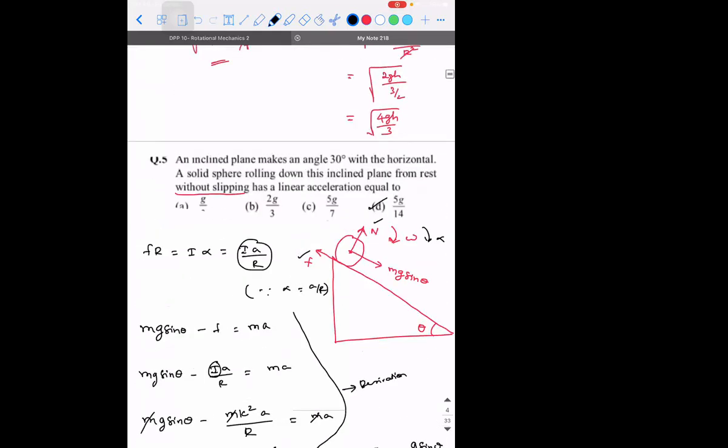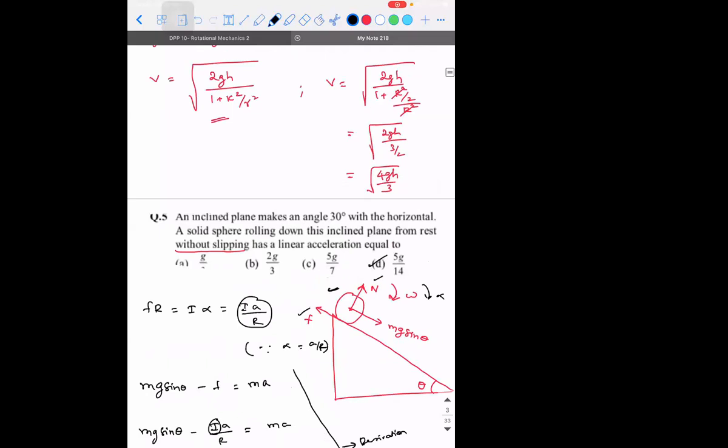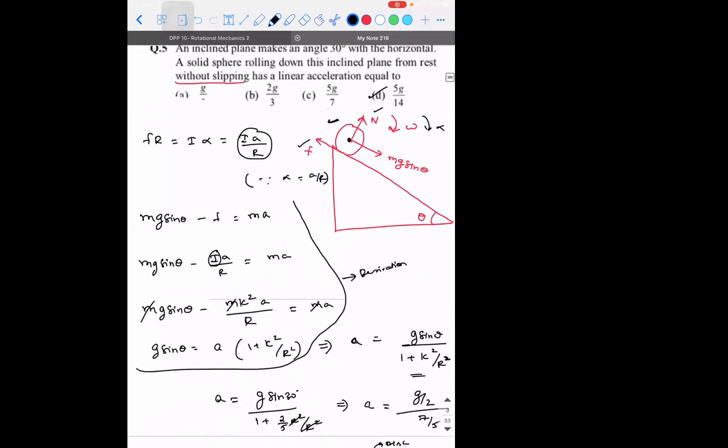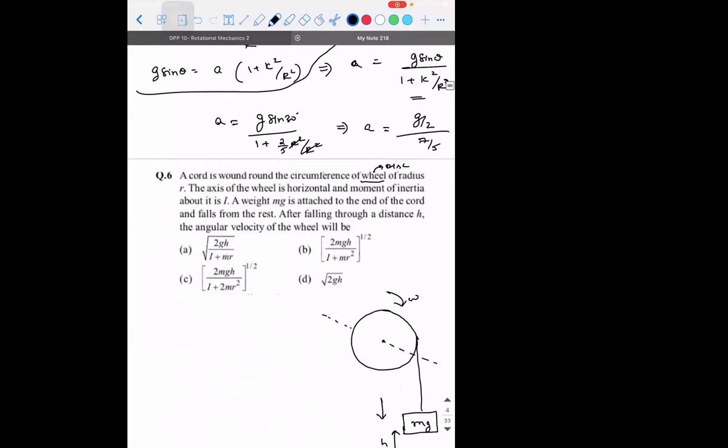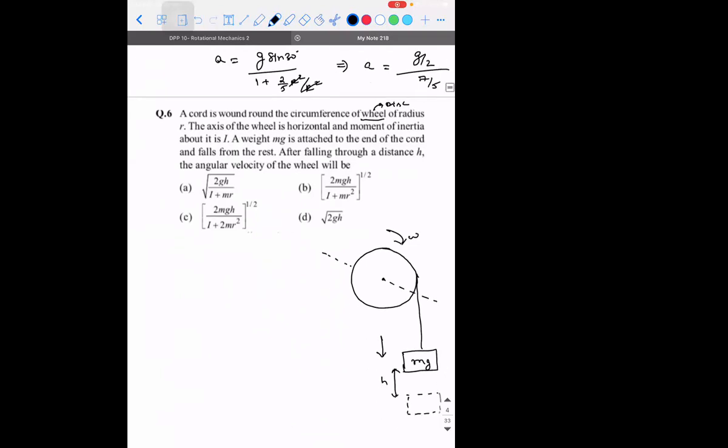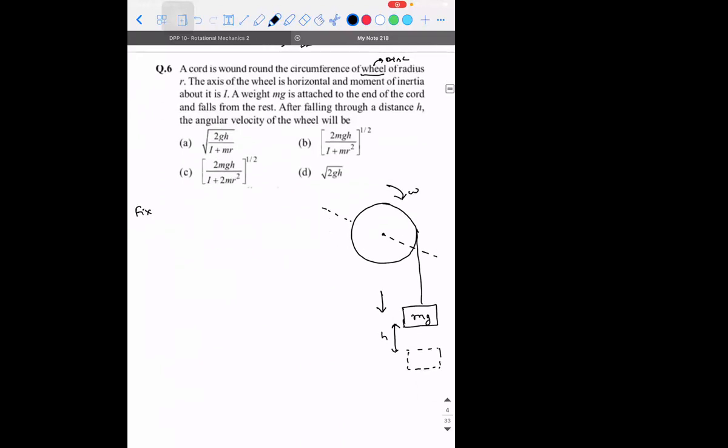See, here what is happening? You don't have a fixed axis. Or I can say the axis of rotation itself is moving. But here the question is slightly ambiguous. Cord is wound around the circumference of the wheel. If I take it as a fixed wheel, let us assume this question is given as a fixed wheel, now tell me what are all the kinetic energies it possesses? Rotational. It will have only rotational kinetic energy.